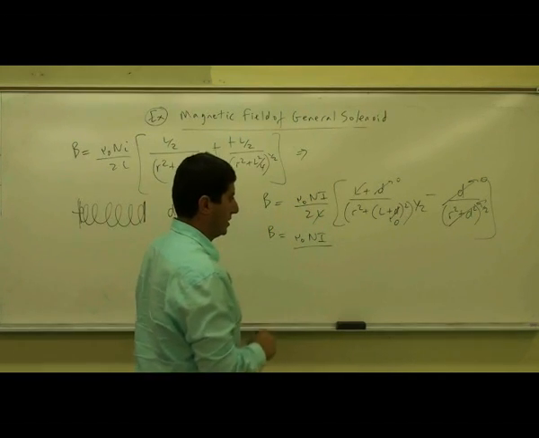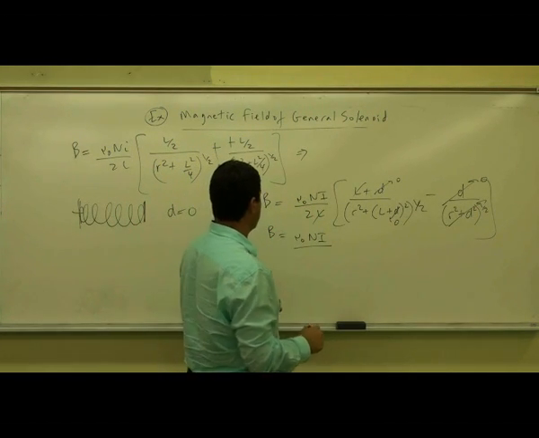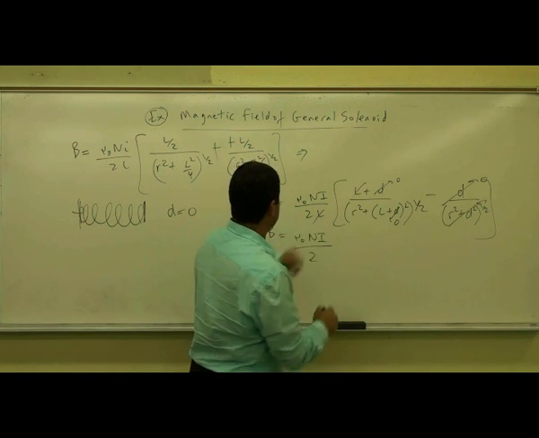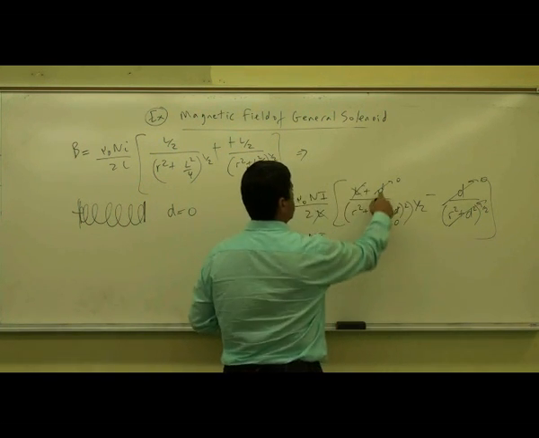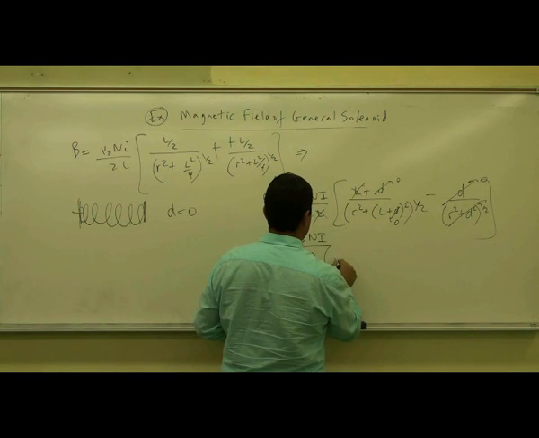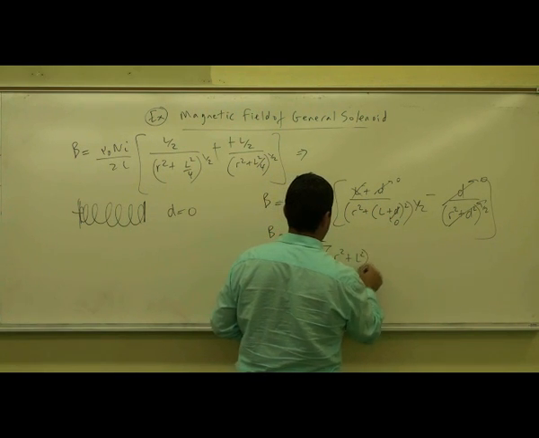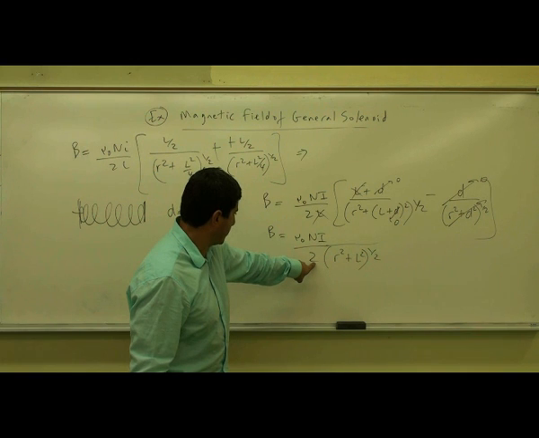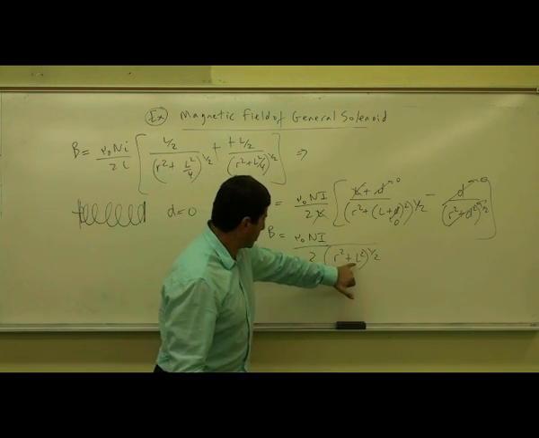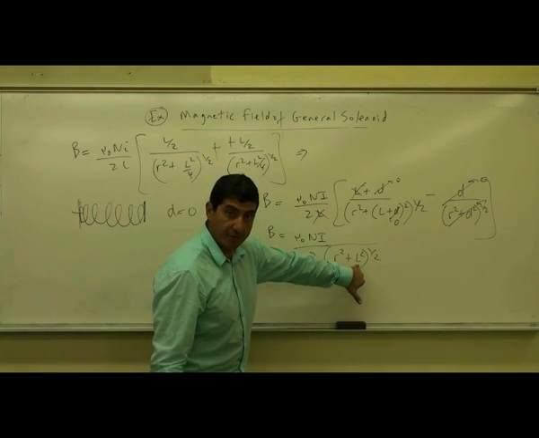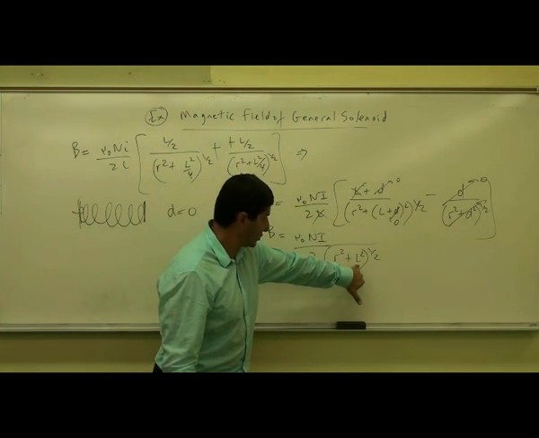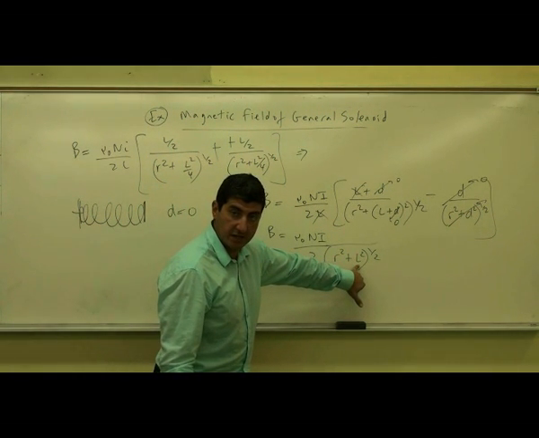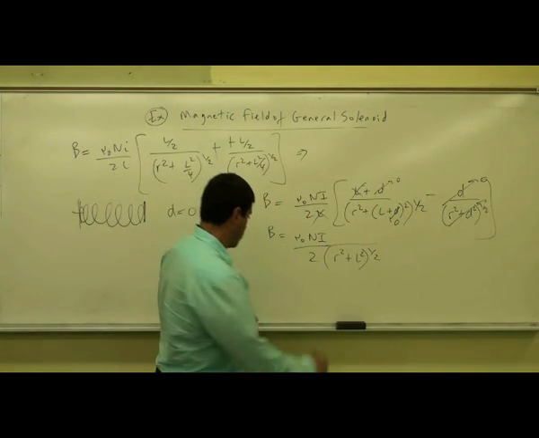So what do you end up getting? You get mu 0 Ni over 2. The L cancels with this L. This D disappears. I'm left with R squared plus L squared to the 1/2. This one is 2. Remember, the other one had L squared over 4 here. So now let's take the limit of this as L goes much bigger than R.